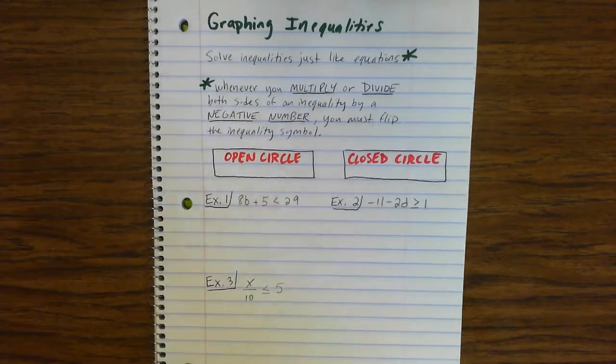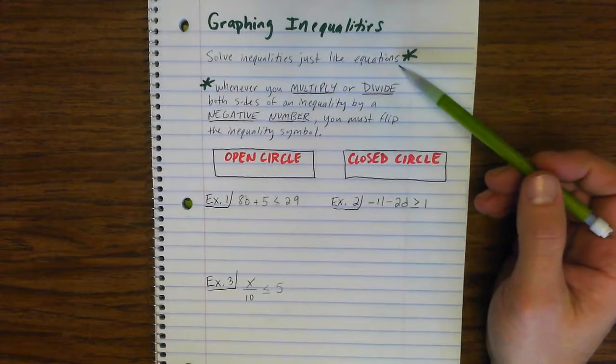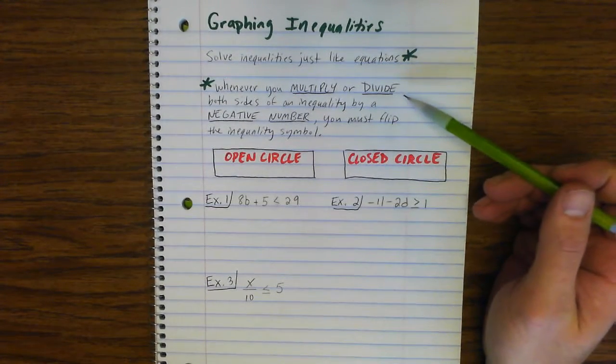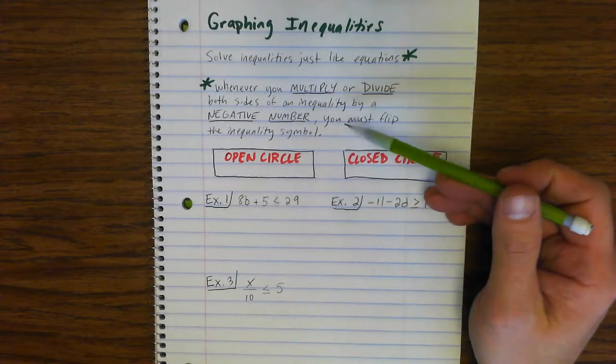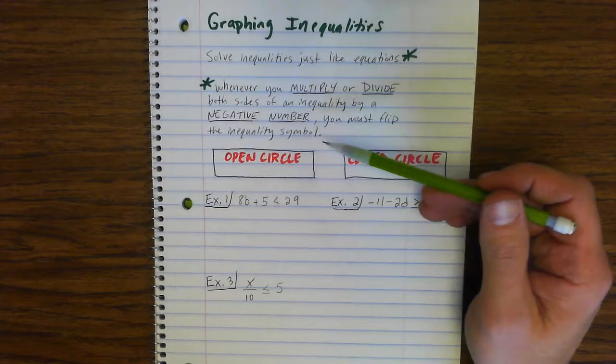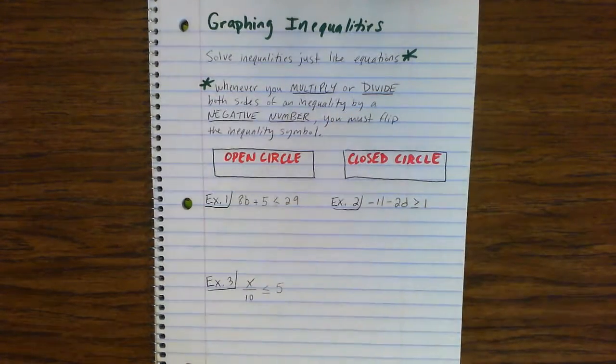So again, solving inequalities is just like solving an equation, except for when you multiply or divide at the end, when you multiply or divide by a negative number, you must flip the inequality symbol. And I'll show you one just like that, where you use that rule.